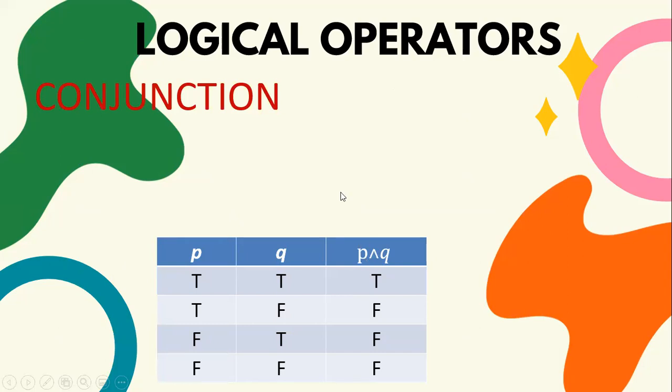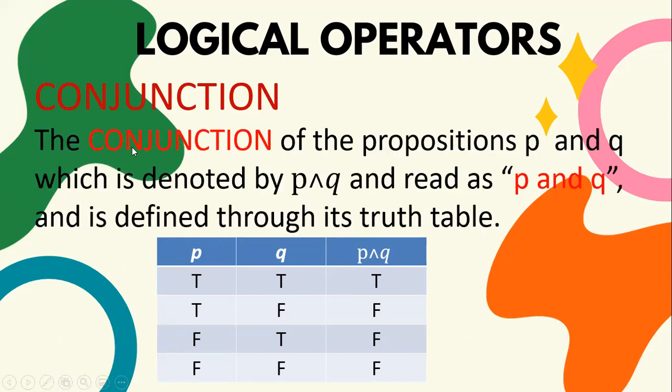Okay? Let's have the second logical operator, which is conjunction. This is the symbol for conjunction, inverted V. And the word conjunction, nagiging siyang conjunction if you will use the word and. Pag and, it's a conjunction. Okay po, in symbols is this.